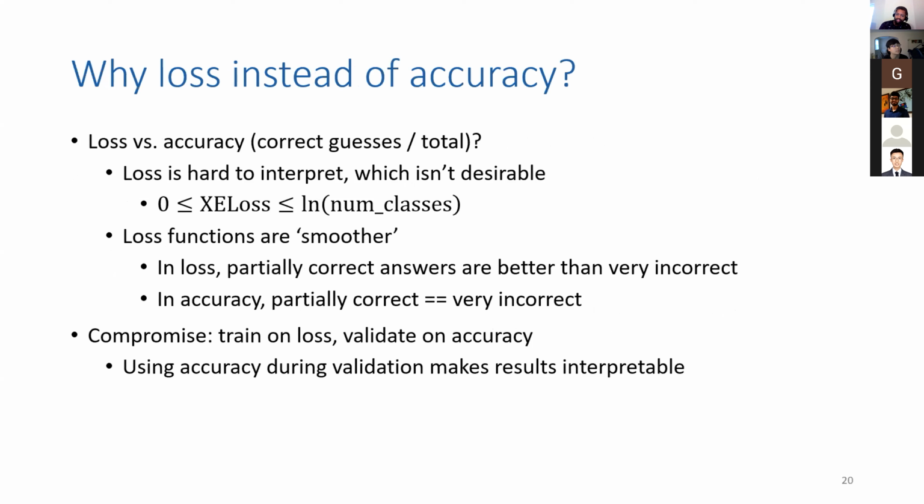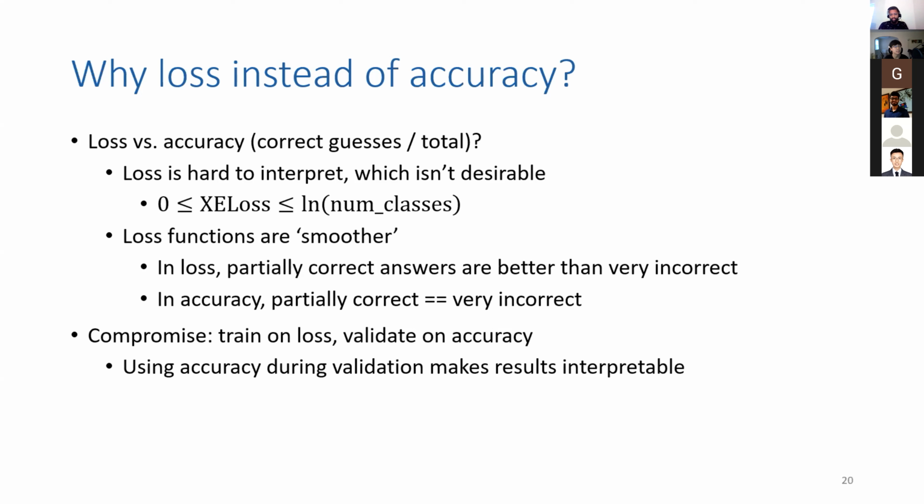So one interesting question that I didn't really understand for a while, personally, but makes total sense now, is why do we train on loss instead of accuracy? Because loss is not really an interpretable number, at least not easily. If you look over here for cross-entropy loss, the number is somewhere between 0 and the natural log of the number of classes, which is sort of confusing. But there's a very particular reason that we do this instead of training on accuracy.